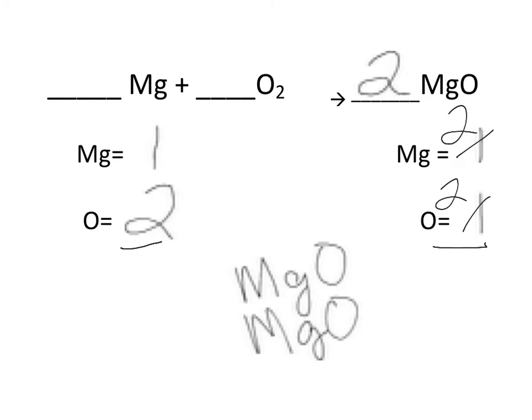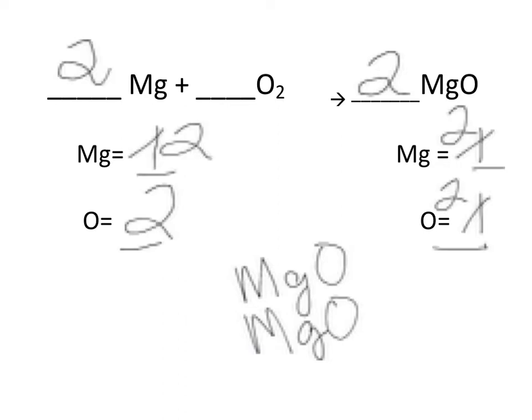But the problem now is the magnesium. There's only 1 here on the reactant side, but there's 2 here now on the product side. So remember, we can never ever change the subscript, but we can change or add a coefficient. So we're going to go back here to the reactant side and change this coefficient to a 2. And when we do that, we now have 2 magnesiums on this side.